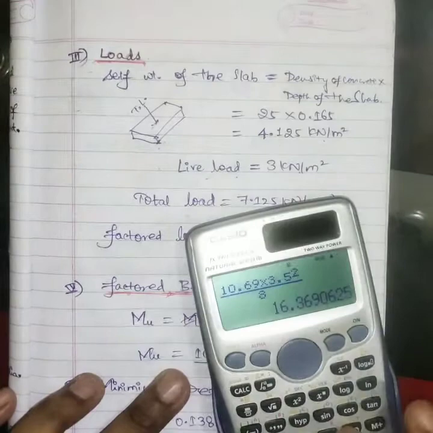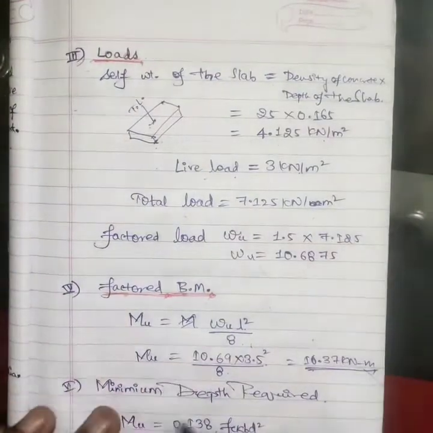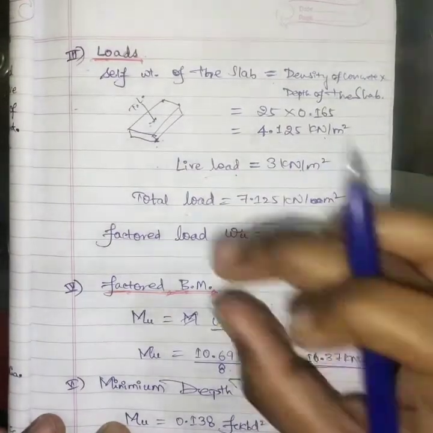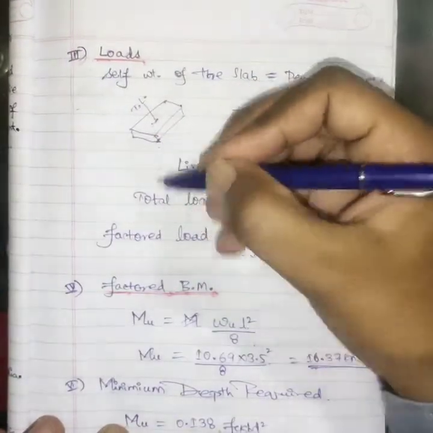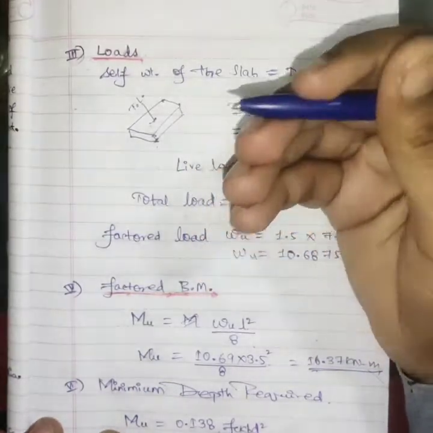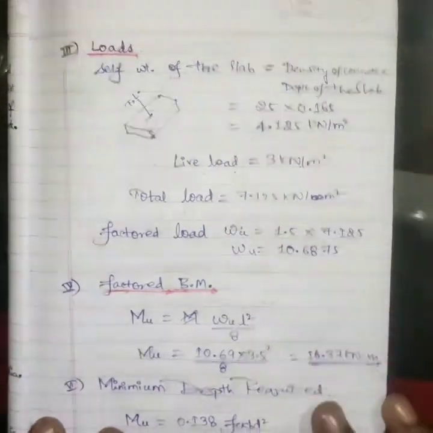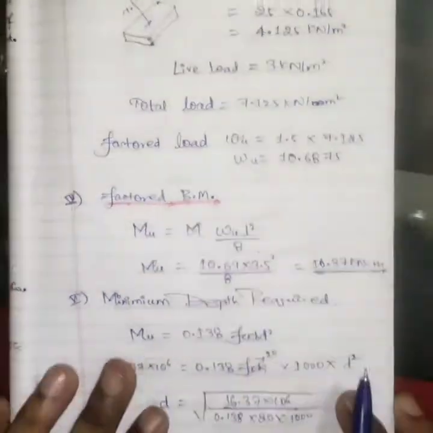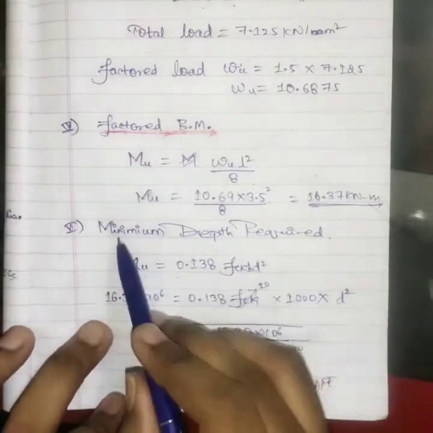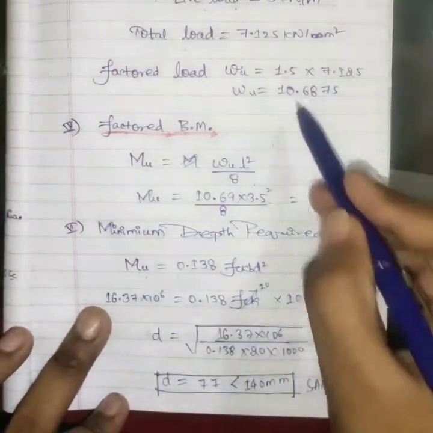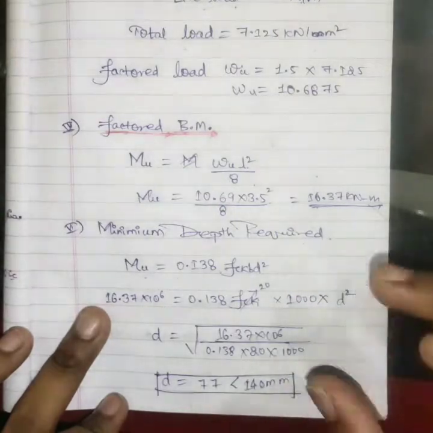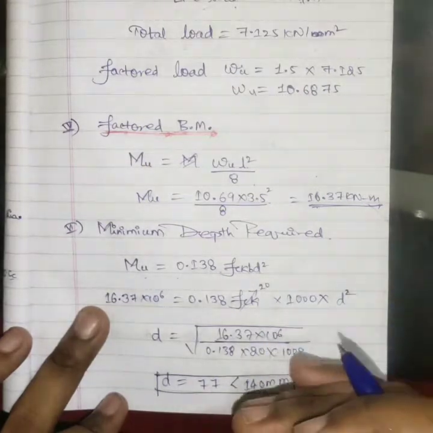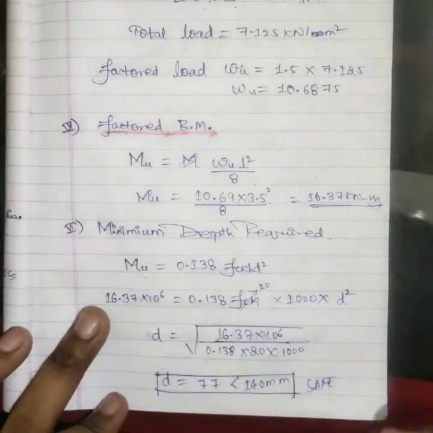16.38. Now the minimum depth required: the total depth we have got is 165. We shall check whether what we got is correct or not. For the depth required we have the formula, Mu is equal to 0.138 fck bd square. Therefore we should check whether the minimum depth required for this much load is sufficient or not. For that, the depth we have assumed is 165, so we need to check whether we did it right or wrong.